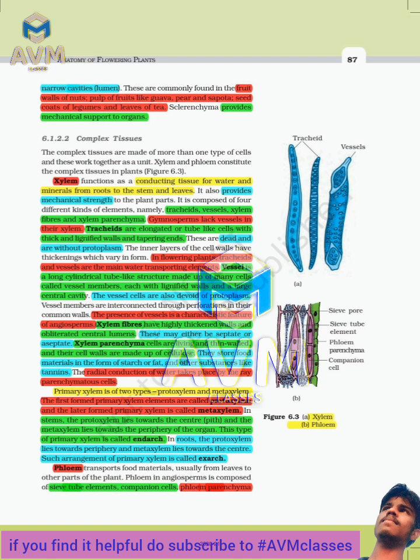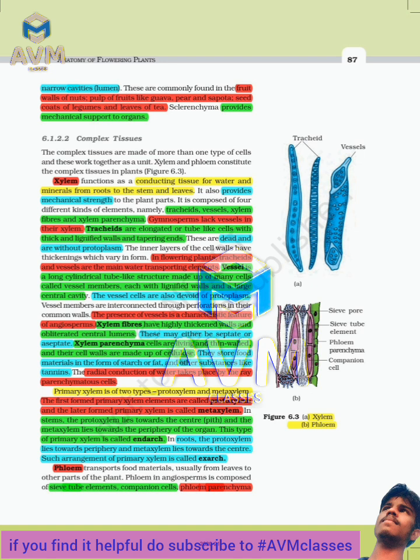6.1.2.2 Complex tissues. The complex tissues are made of more than one type of cells and these work together as a unit. Xylem and phloem constitute the complex tissue in plants. Xylem functions as a conducting tissue for water and minerals from roots to the stem and leaves. It also provides mechanical strength to the plant parts. It is composed of 4 different kinds of elements, namely tracheids, vessels, xylem fibers and xylem parenchyma.